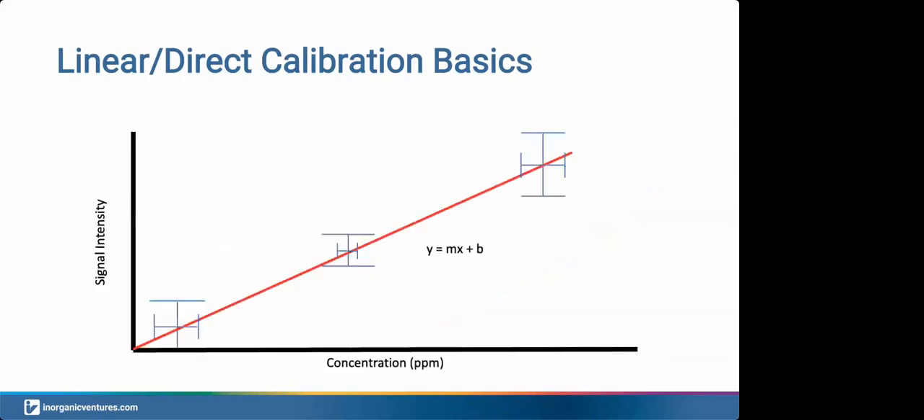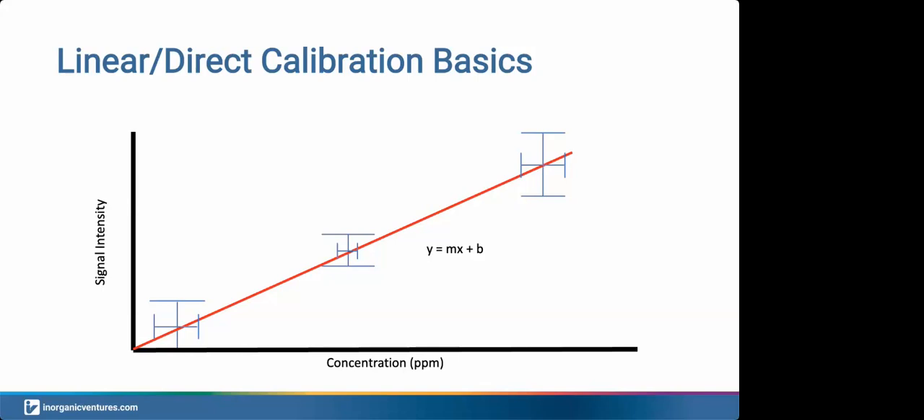The calibration curve generated from a direct calibration looks similar to this. A linear regression, or y equals mx plus b, is applied to the data, and error bars can be used to show the variability in signal and consequently concentration. Error bars represent the variability in the measurement. On the y-axis, this is a function of the standard deviation of the signal, and on the x-axis, this error is used in the error budget to estimate the uncertainty in concentration.